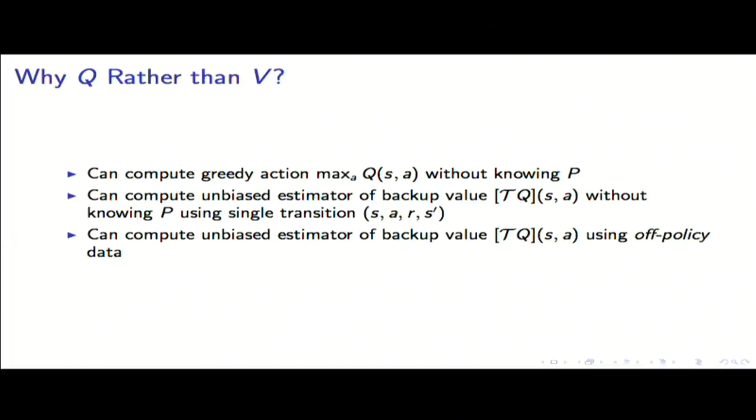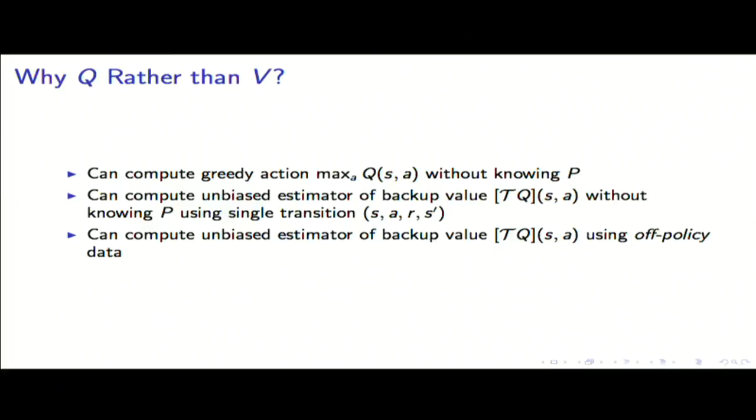So if we know the transition probabilities, then we can use that value function to define a Q function, and then we're fine. But if we don't know them, then it's not clear how we get a policy out of our value function. And as I said on the previous slide, we can compute an unbiased estimator of the backup value using a single transition. And the other thing is we can compute an unbiased estimator of the backup value using off-policy data, meaning data that you collected by running another policy other than pi.